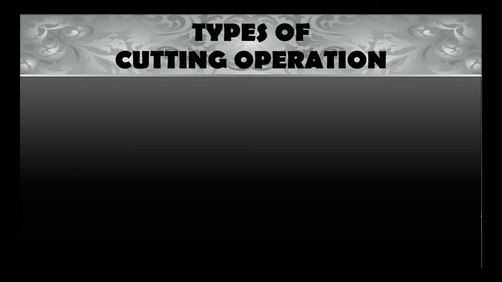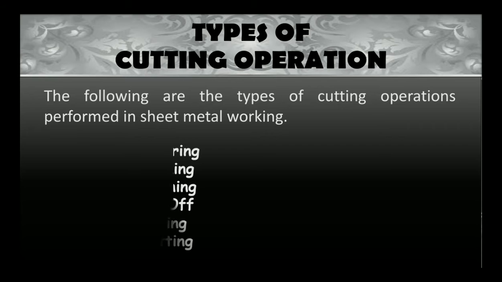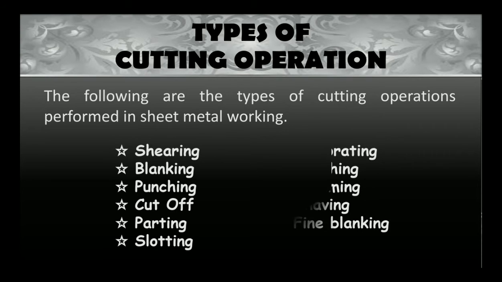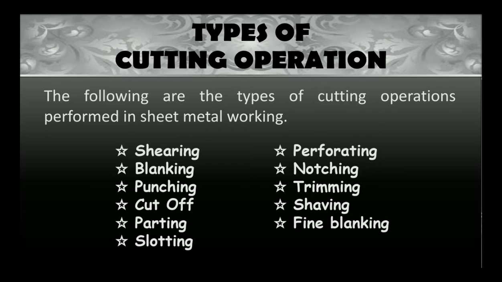So, we have here the types of cutting operation. The following are the types of cutting operations performed in sheet metal working: shearing, blanking, punching, cutoff, parting, slotting, perforating, notching, trimming, shaving, and fine blanking.